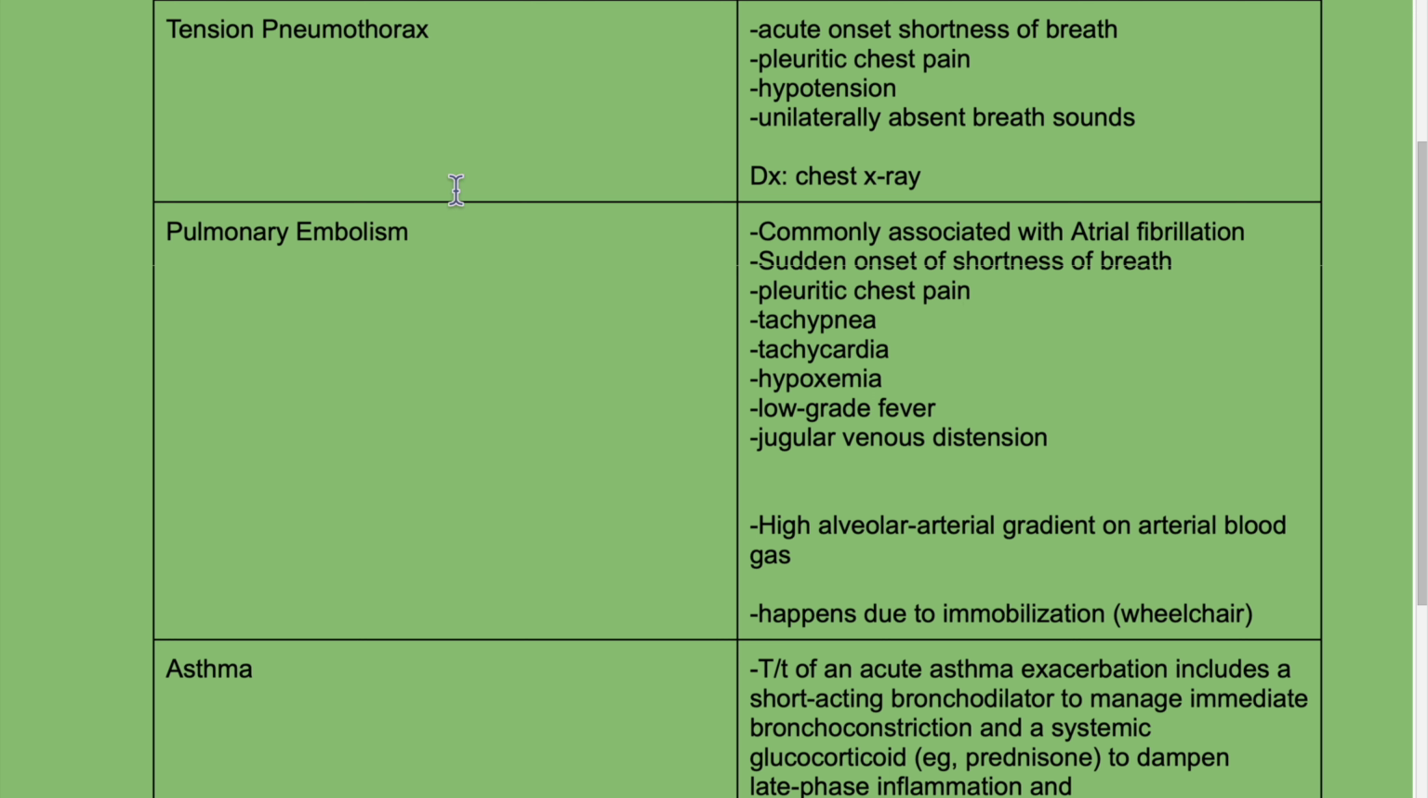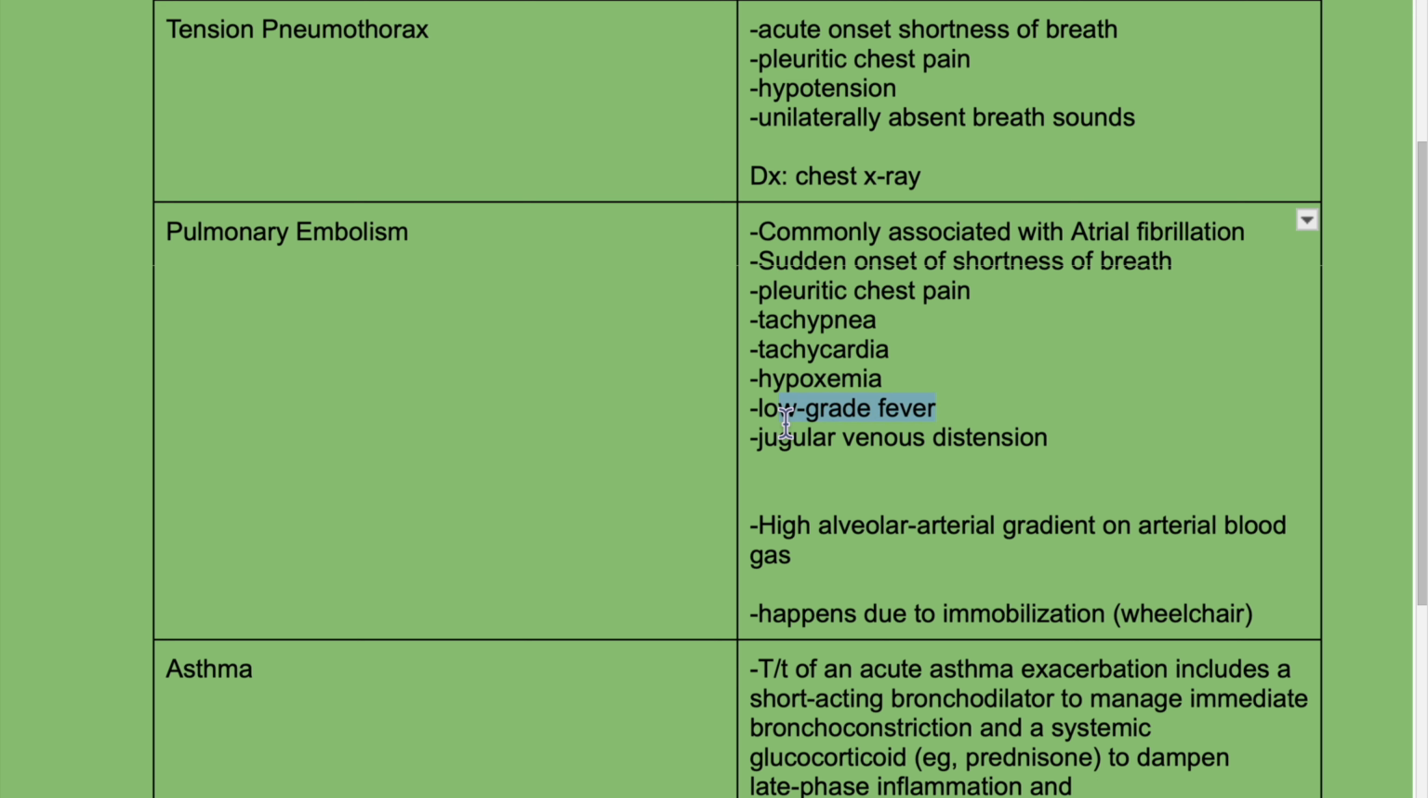Pulmonary embolism. What do you see? Similar findings as tension, right? Commonly associated with atrial fibrillation. That's not there, but here. It is commonly associated with atrial fibrillation, okay? Sudden onset of shortness of breath, like this one. Pleuritic chest pain, like this one. Tachypnea, maybe this one. Tachycardia, hypoxemia, low grade fever.